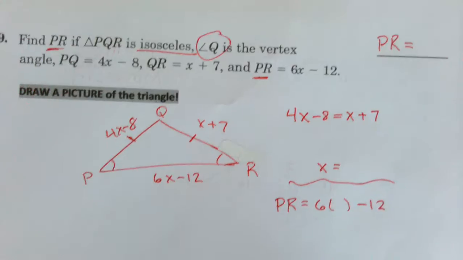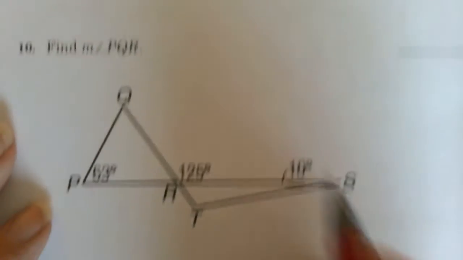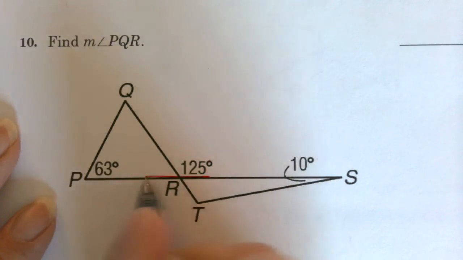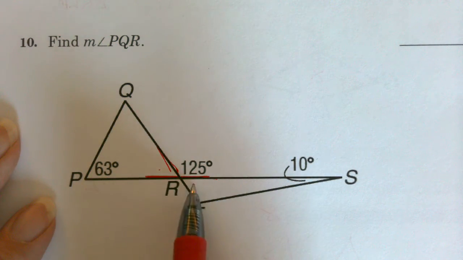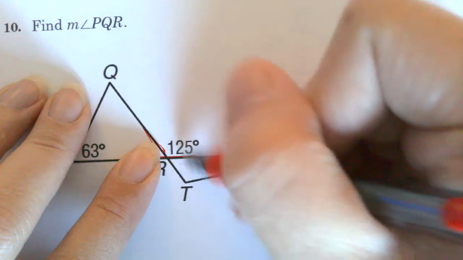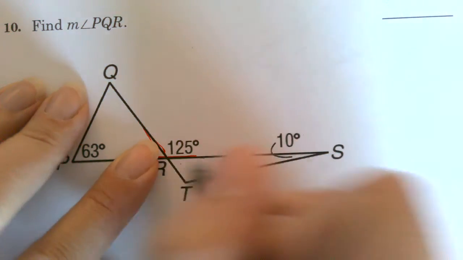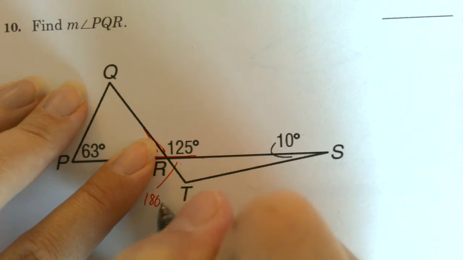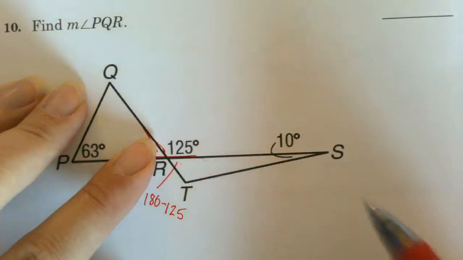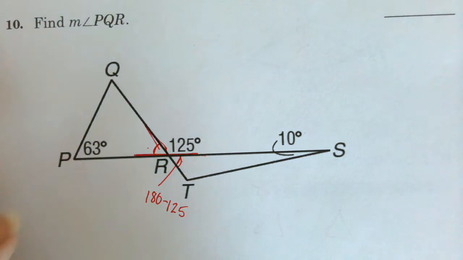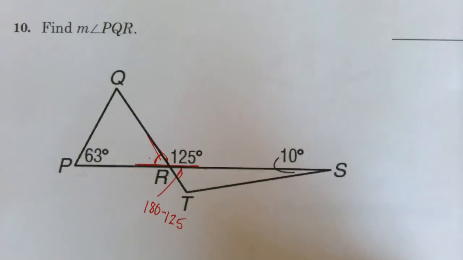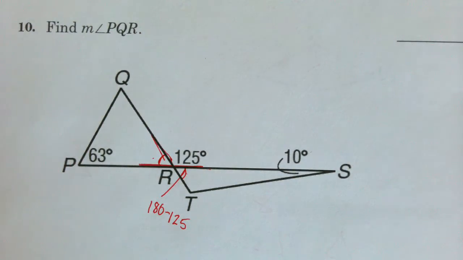All right, you have one more problem down here. I'm going to remind you that you have a linear pair. So you can easily find this angle or this angle using 180 minus 125. 180 minus 125. And then these angles are congruent, and then you can find your missing pieces in your triangle. All right, so go ahead and get to work on that.